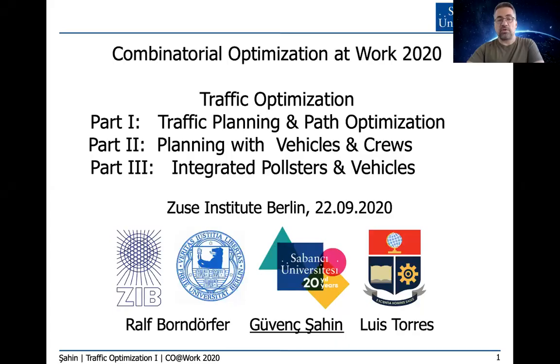This lecture will be given in 3 parts. First, I will give an overview of the planning process in transport systems and also discuss path optimization problems. The second part belongs to Ralph. He will talk about optimization problems concerned with vehicles and crews. Finally, Louis is talking about a particular problem that integrates vehicle and crew scheduling.